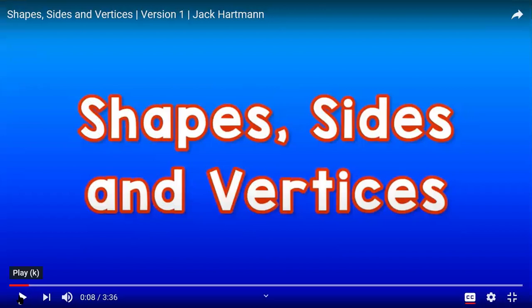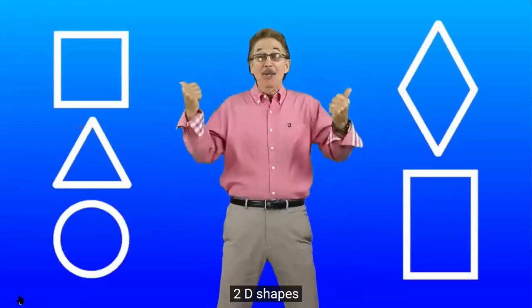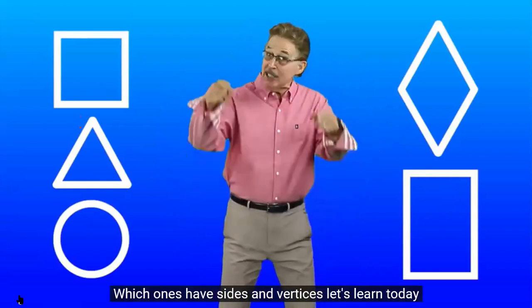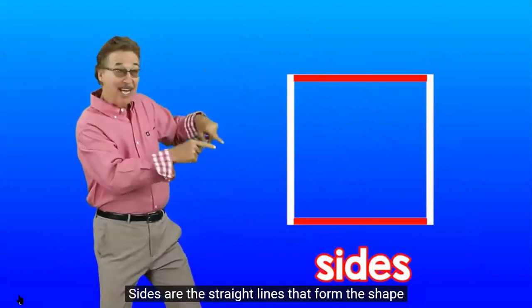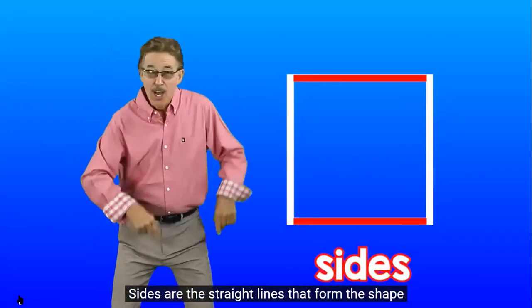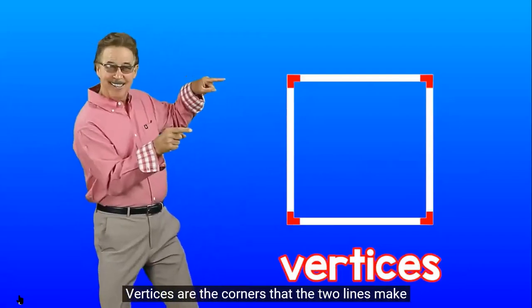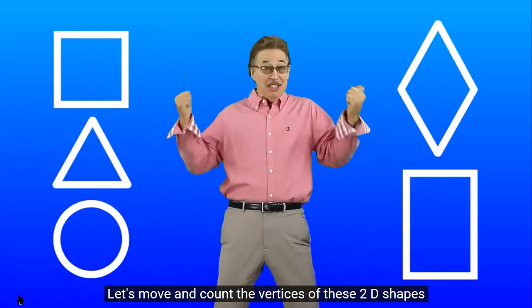It's our friend Jack Hartman. 2D shapes. 2D shapes. Which ones have sides and vertices? Let's learn today. Sides are the straight lines that form the shape. Vertices are the corners that the two lines make. Let's move and count the sides and vertices of these 2D shapes.